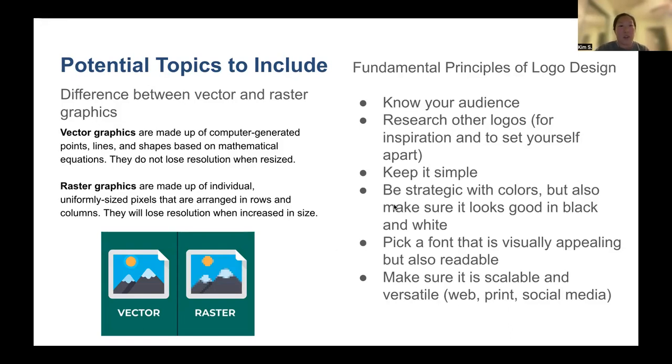And then a raster graphic is just going to be a picture or an image that is made up of different pixels put together. And they're usually going to be arranged in a row or a column so that when you end up zooming in on them or changing the size of them, you're going to lose that clarity in the image.